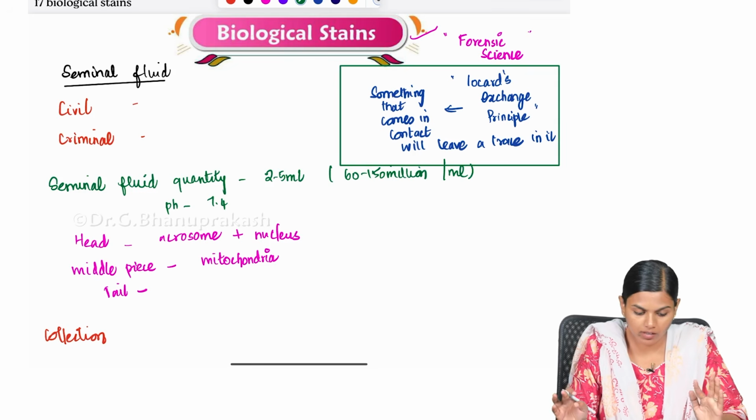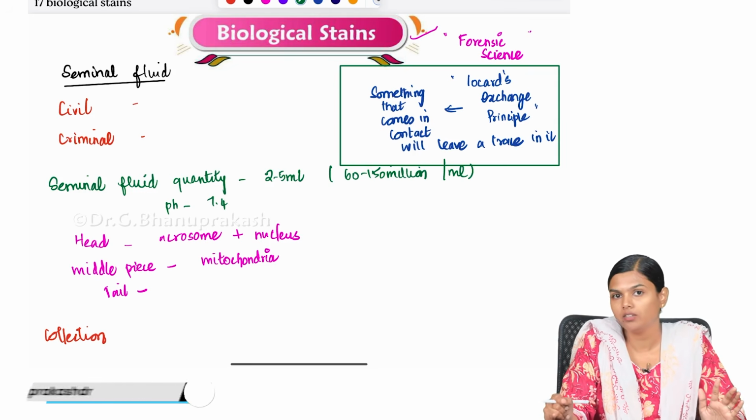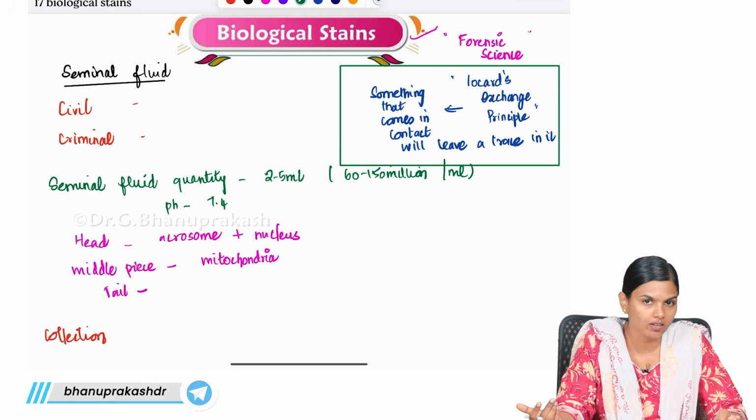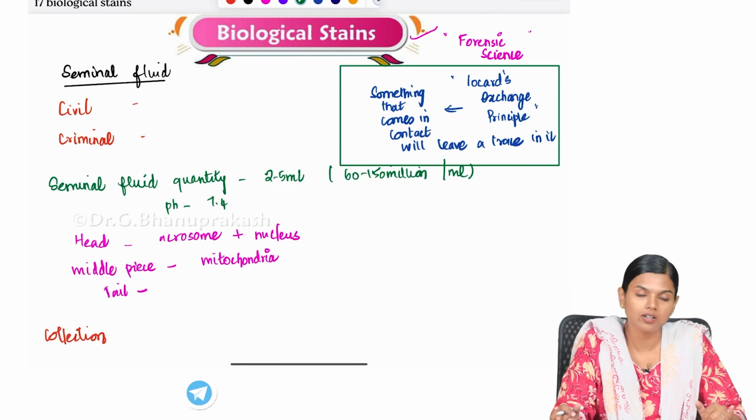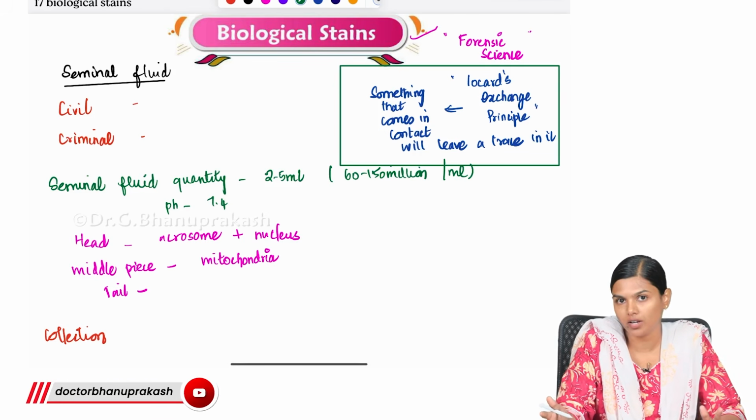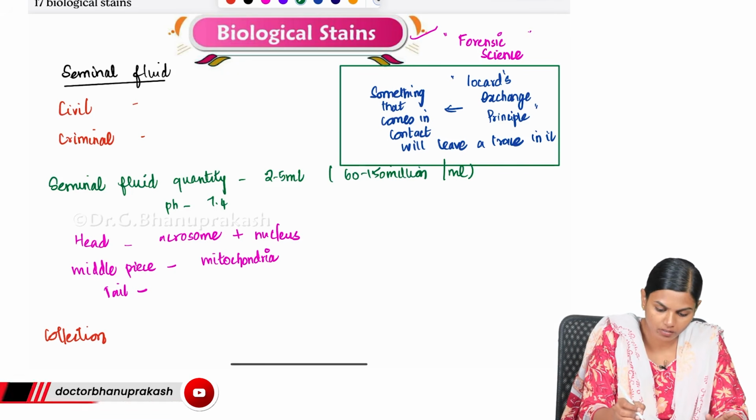In this we will mainly be seeing seminal fluid and blood stain. We have all other stains also: saliva stain, urine, fecal stain, everything. But the main ones are seminal stain and blood stain, because these are the most commonly encountered and most important stains that we need to know how to preserve and how to send for analysis. So first we are starting with the seminal fluid.